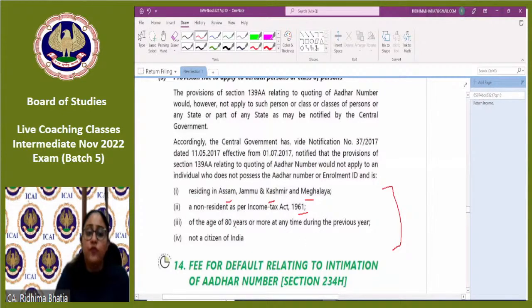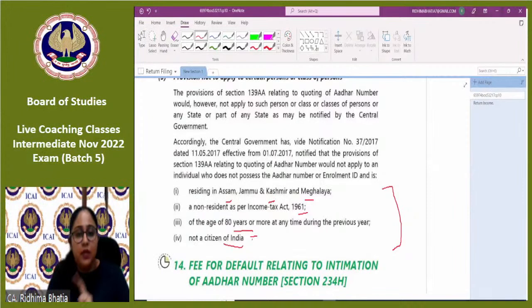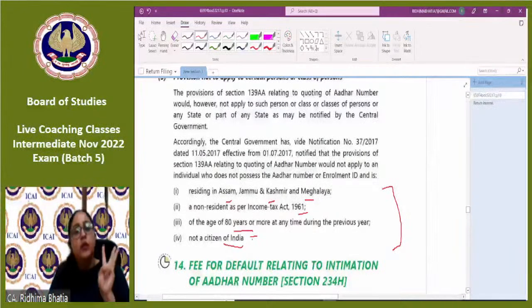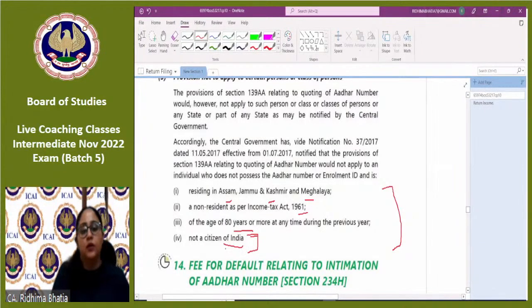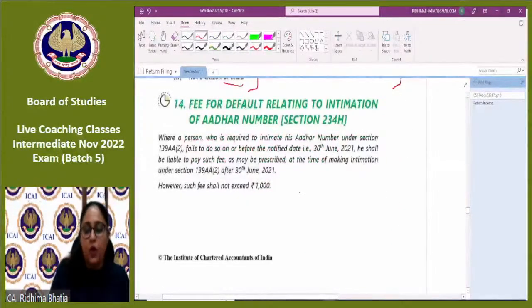If you're a person of the age of 80 years or more, this section would not be applicable. And if you're a non-citizen of India, this section would not be applicable. So what are the 4 categories in which quoting of Aadhaar and linking of Aadhaar is not applicable? A person residing in Assam, J&K and Meghalaya, a non-resident person, a person of age 80 years or more, because obviously at so much age the government does not want an additional headache on him, and a person who's a non-citizen of India, who is not a citizen of India. Any doubt for PAN or Aadhaar?